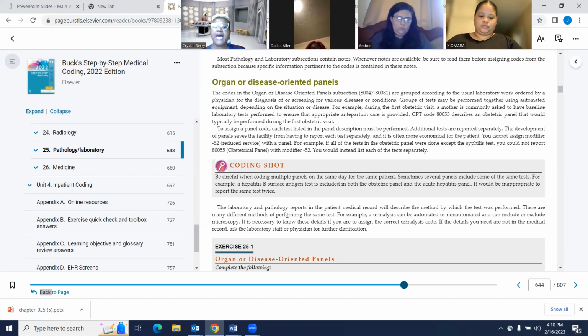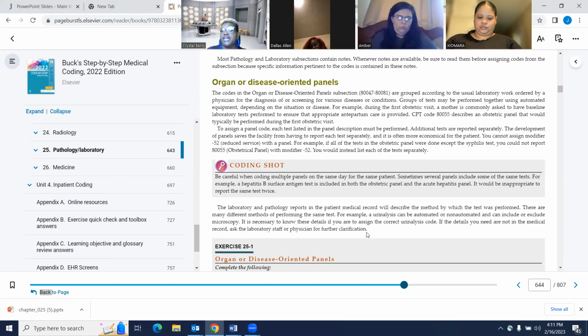The laboratory and pathology reports in the patient's medical record will describe the method by which the test was performed. There are many different methods of performing the same test. For example, a urinalysis can be automated or non-automated and can include or exclude microscopy. It is necessary to know these details if you are to assign the correct urinalysis code. If the details you need are not in the medical record, ask the laboratory staff or physician for further clarification.